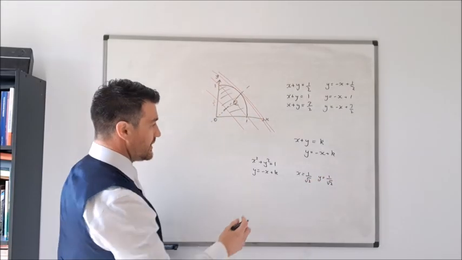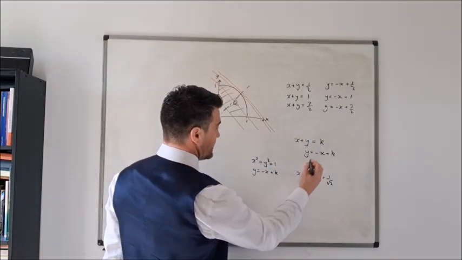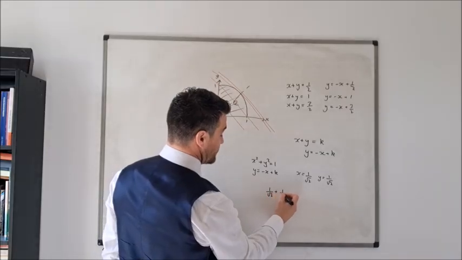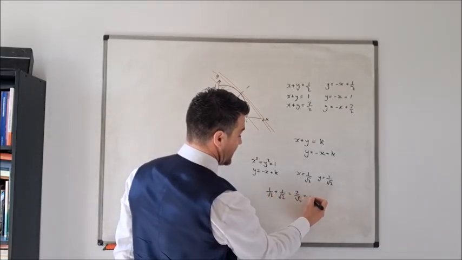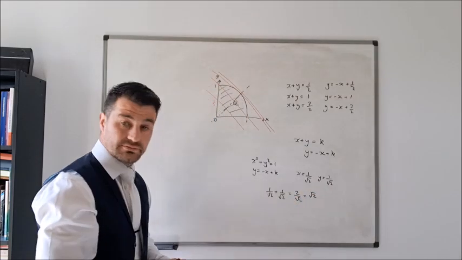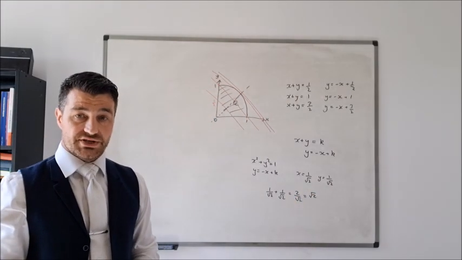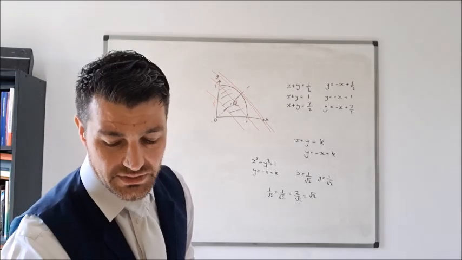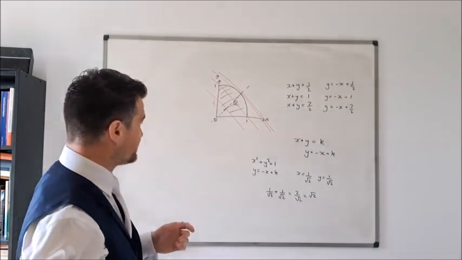So that means that the greatest value of x plus y is going to be 1 over root 2 plus 1 over root 2, which is equal to 2 over root 2, or even better, root 2. That's the greatest value of x plus y in this region Q. So that's the first part done. Nice, gentle, steady introduction into the problem.